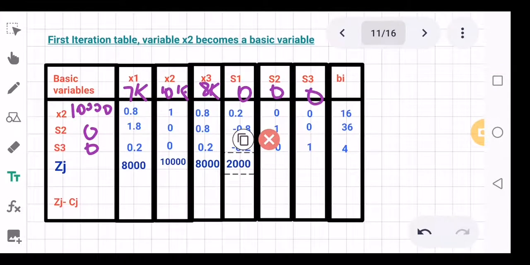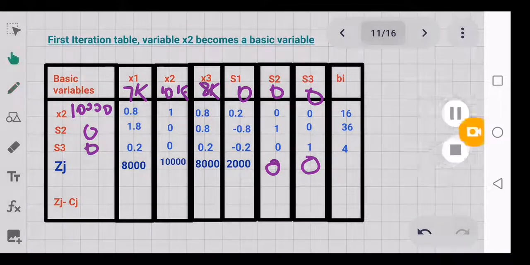The next value which you are going to get is for this particular column. 0 into 10,000, 0, plus 1 into 0, 0, plus 0 into 0, 0. So everything total is just 0. Next, 0 into 10,000, 0, plus 0 into 0, 0, plus 1 into 0, 0. So everything is just 0. Okay, that's how we got this.